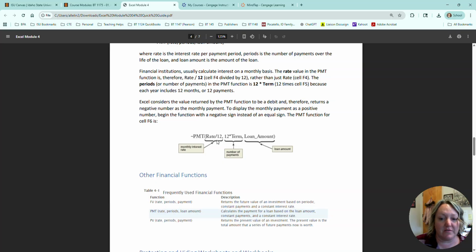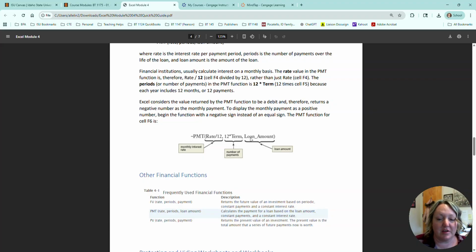That's the first part of the function, the interest rate. Then you'd put a comma. Then the next part would be the number of payments. Well, you'd have 1 monthly payment, so you have to make sure you put a 12 in there. You have to tell it 12 months times the term, and that gives you the number of payments. And then the last part is the loan amount, which is just the amount of the loan.